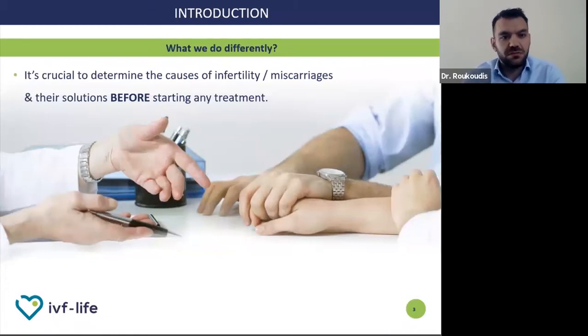Before proceeding to a transfer, to a therapy, to a stimulation, it's crucial to determine the causes of infertility, miscarriages in the past, and the solution before starting any treatment. That's something that is extremely important. It's not about repeating the same thing.